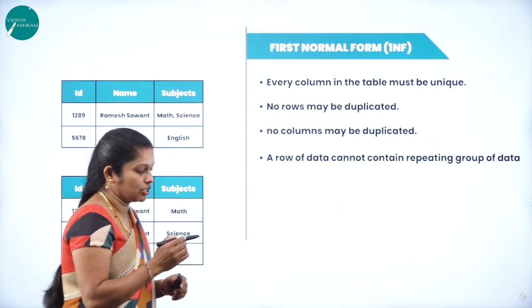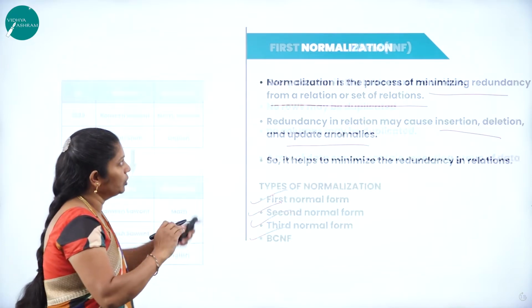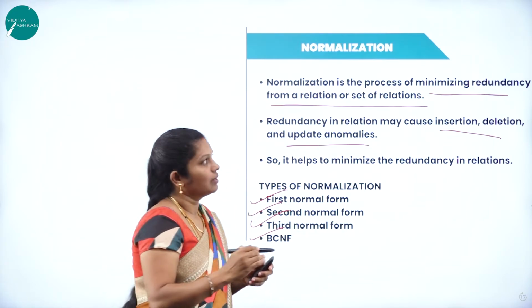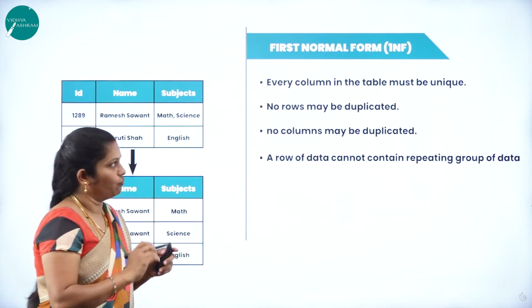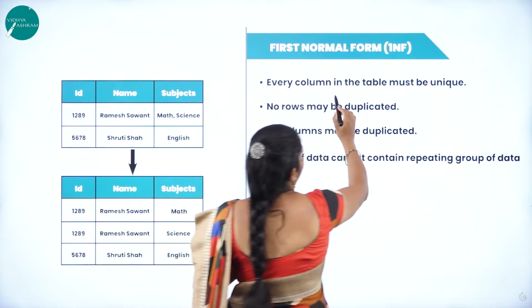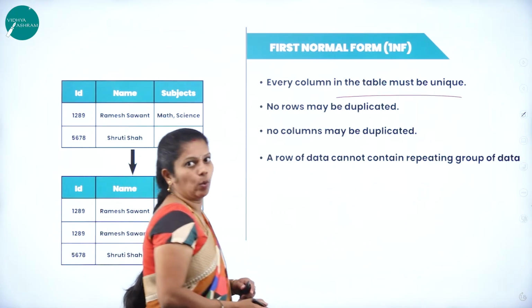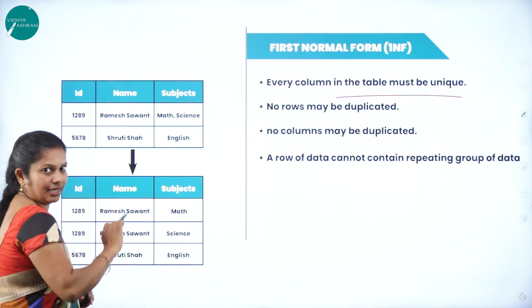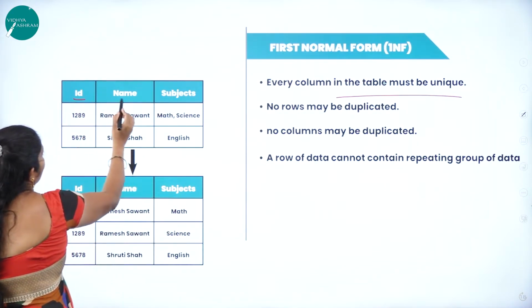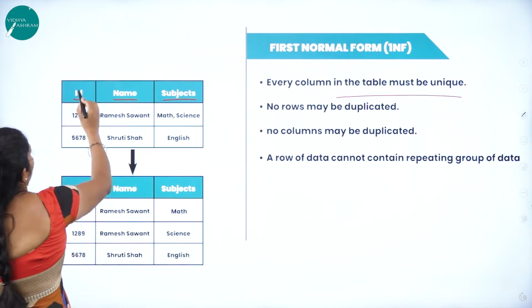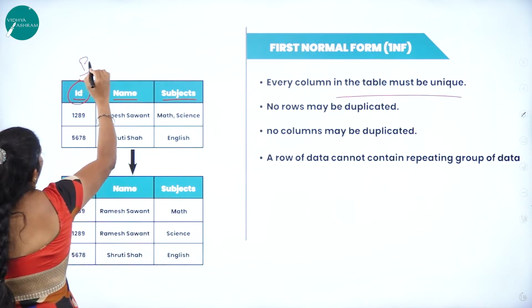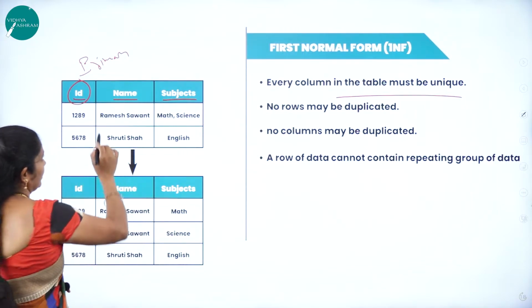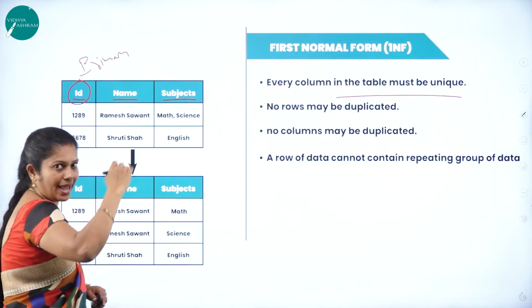What do you mean by first normal form? Already you have come to know normalization is nothing but minimizing the repetition. But when we come to first normal form, every column in the table must have a unique value. Consider this example. Consider this is a main table. In this table, we have ID, name as well as subject. ID is the primary key, because it is a unique value. Then name as well as subject are the attributes.